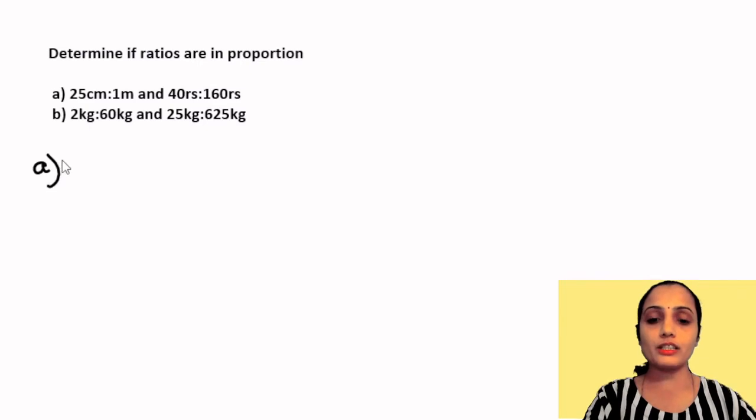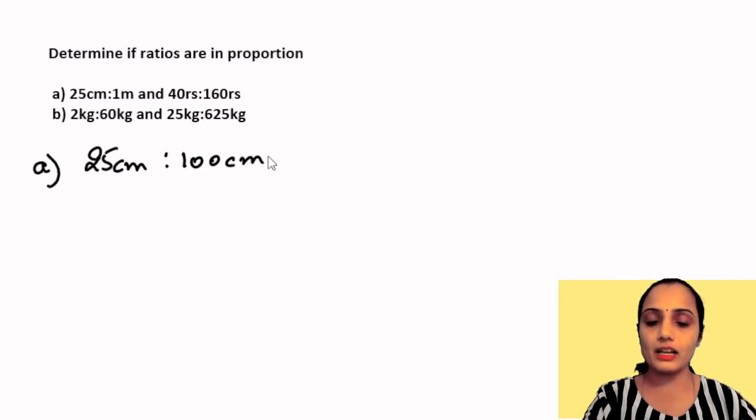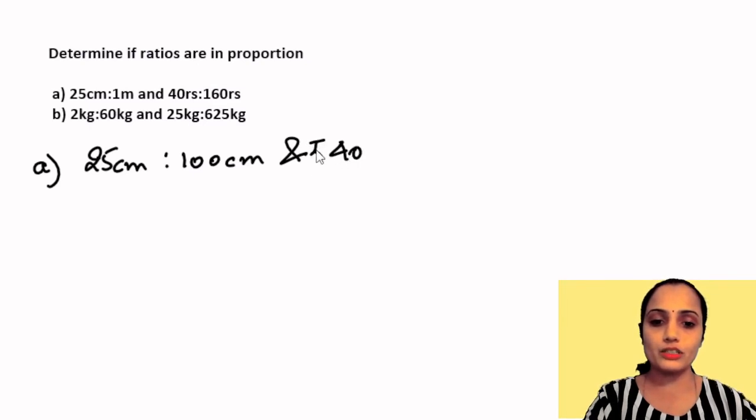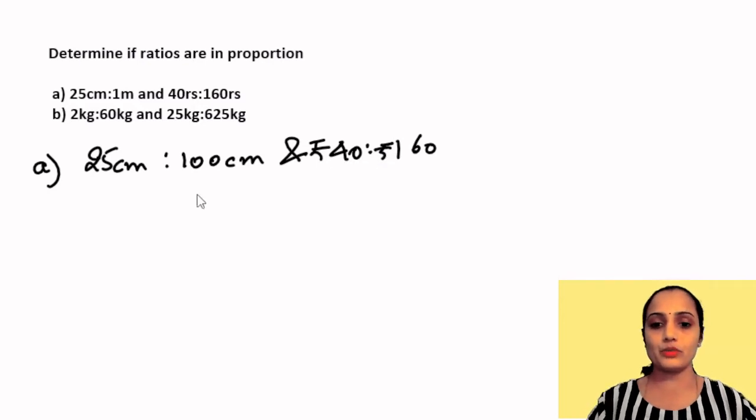So the first question. In ratios, the units have to be equal. Here we have 25 centimeters and 1 meter. 1 meter is also 100 centimeters, so we can convert this and write it as 100 centimeters. And the second ratio is 40 rupees is to 160 rupees. So this is in the same unit.